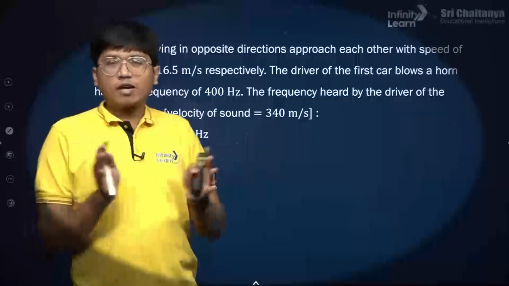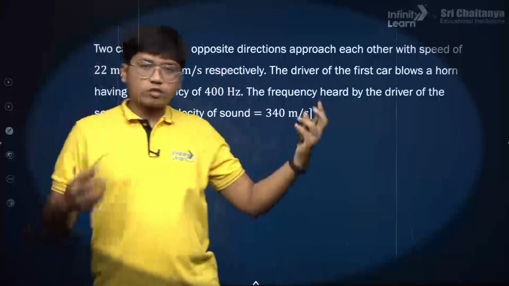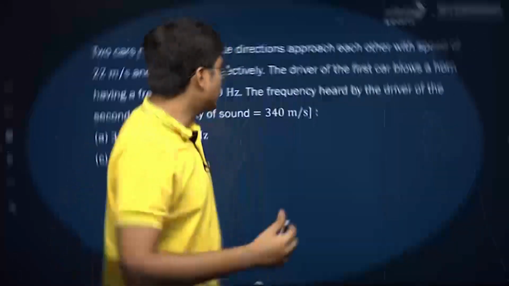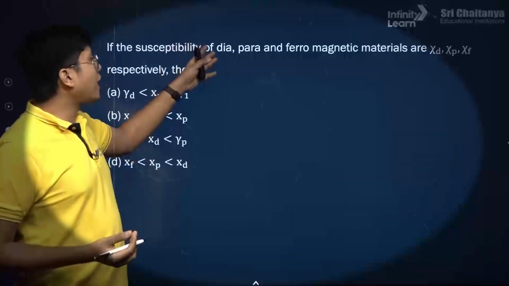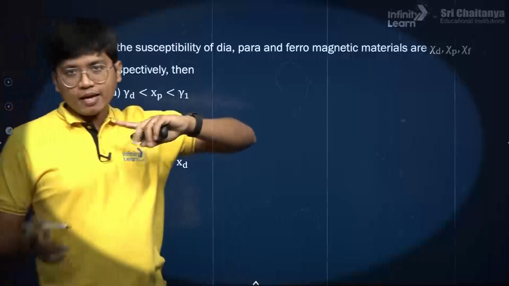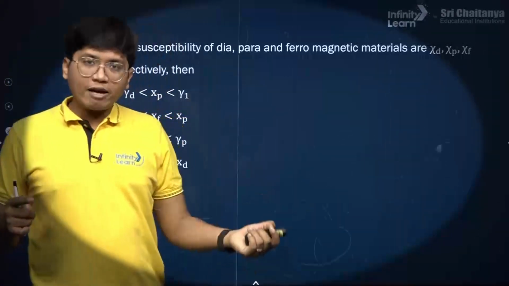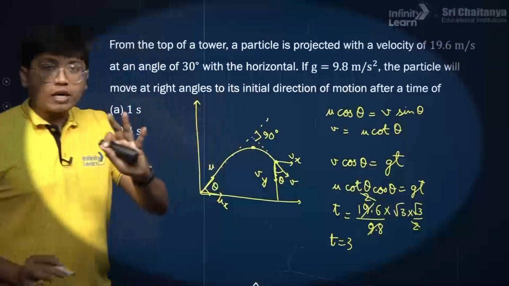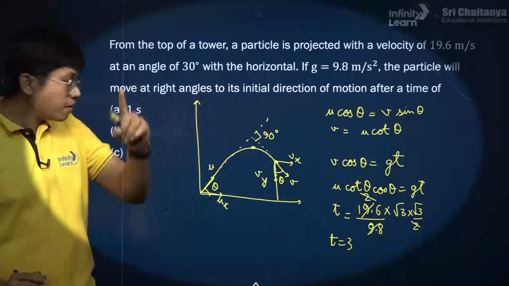So this is a regular Doppler effect question, which means the source and observer coming towards each other. So this is a theoretical question. We know diamagnets have the least susceptibility because they have a small negative value, but that is not your answer. Be very careful, be very mindful of that.